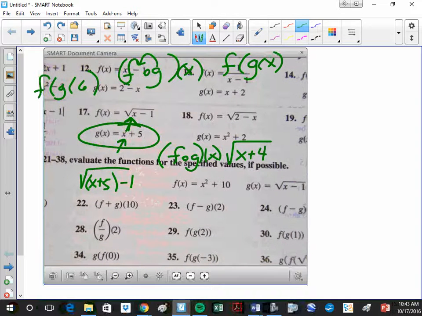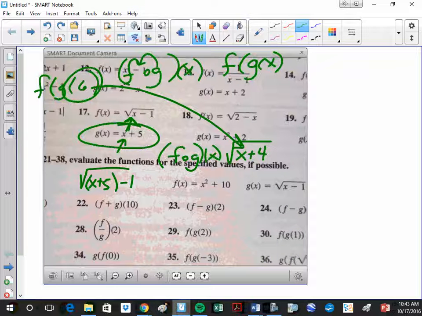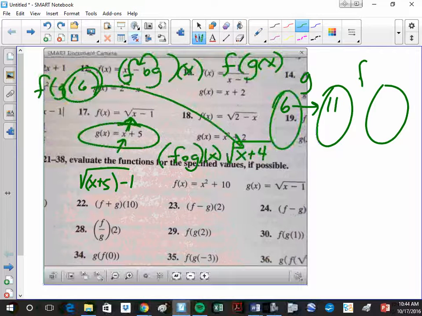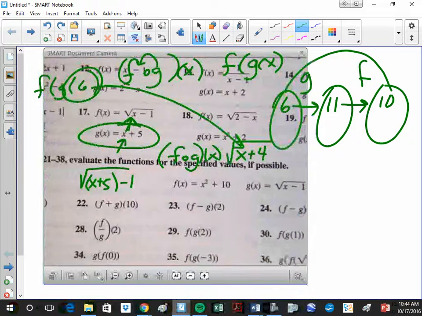But the new function will go straight from 6 to 10 and skip the middle. So if I plug 6 in here, 6 plus 4 is 10, and I get the square root of 10. So basically, this is what's happening. g turned 6 into 11, and f turned 11 into 10. But f of g went straight from 6 to 10 and skipped the middle.